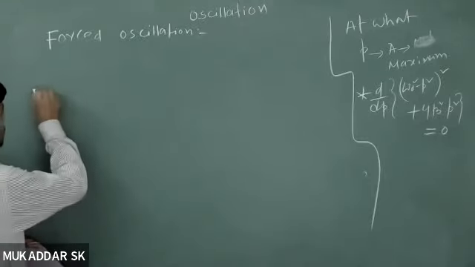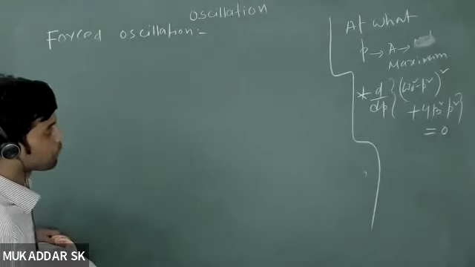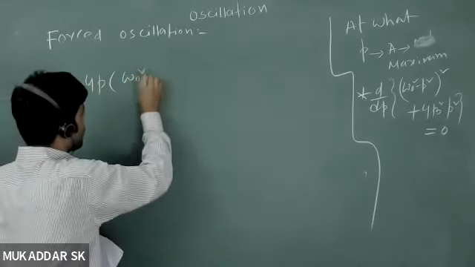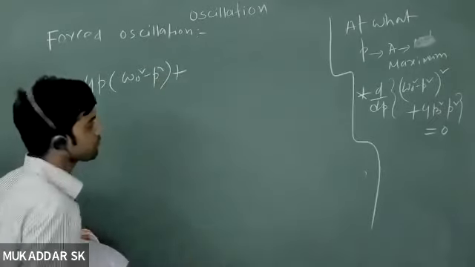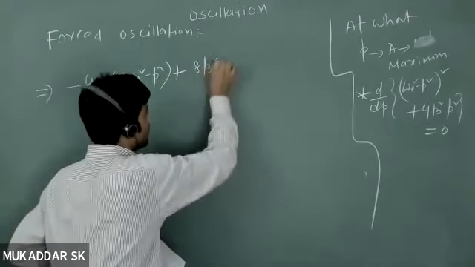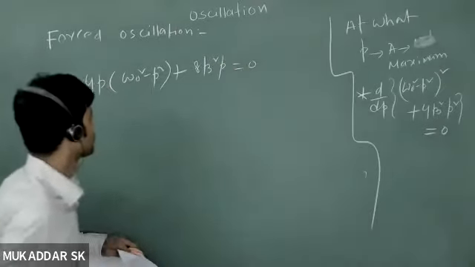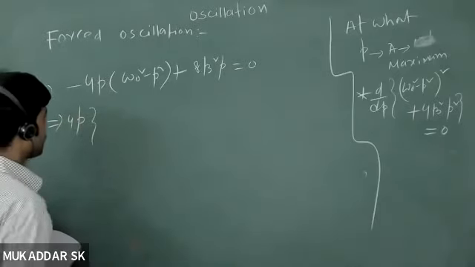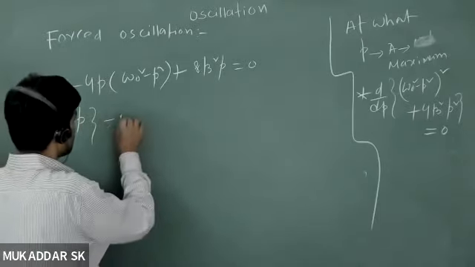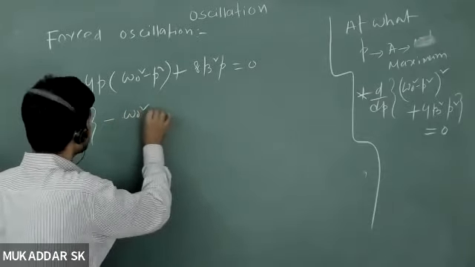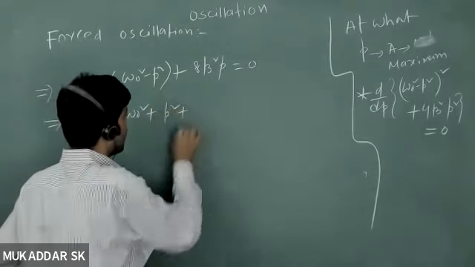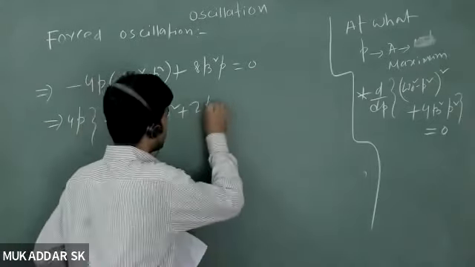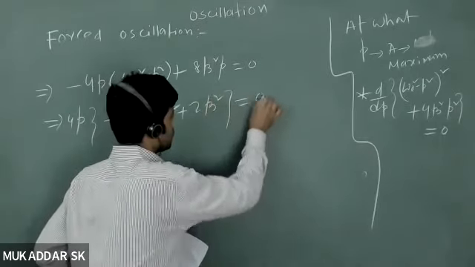So if you differentiate this part, how much will you get? Minus 4p times omega naught square minus P square, plus 8 beta square P, and that should be equal to 0. Now if you take 4p common, what will you get? Minus omega naught square plus P square, and you will have, right? You have 2 beta square, right? And that should be equal to 0.